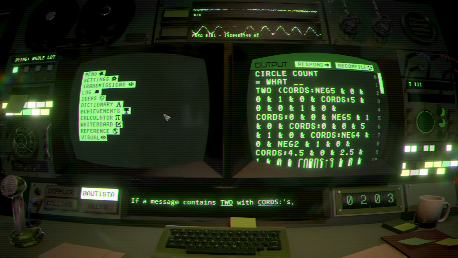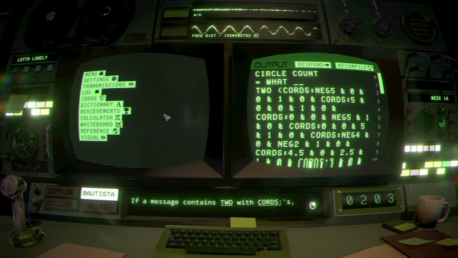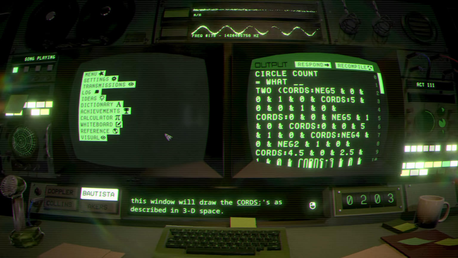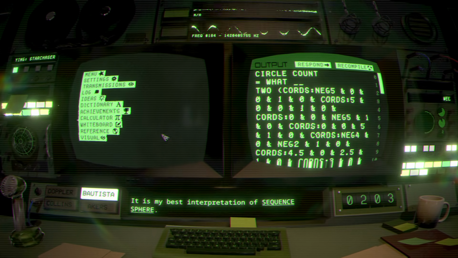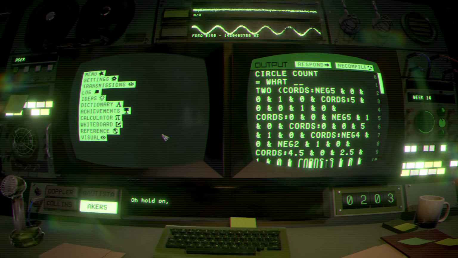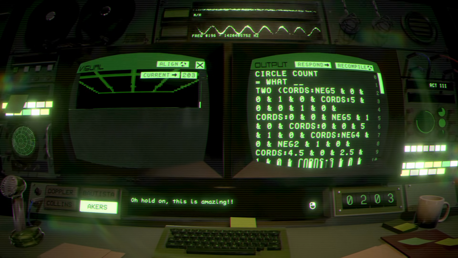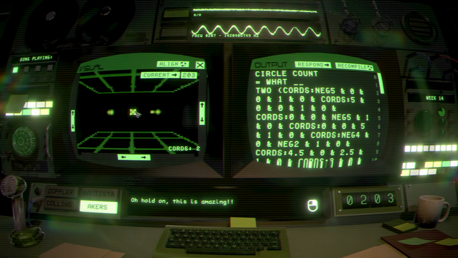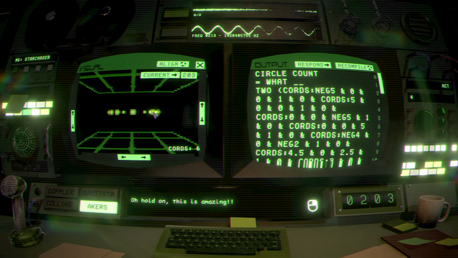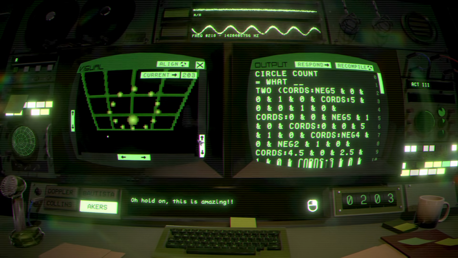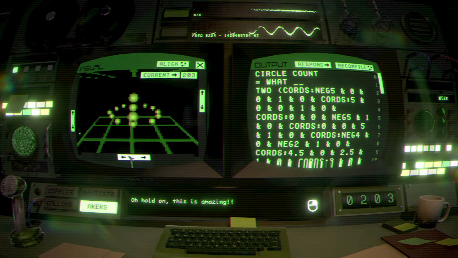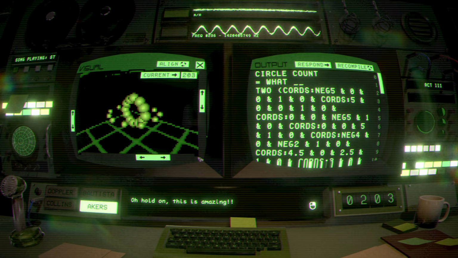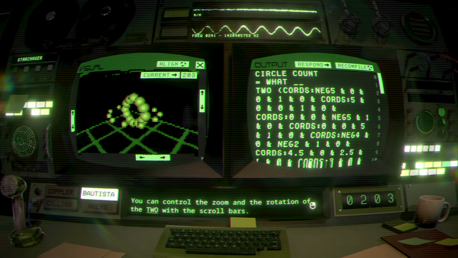Visual window. The message contains 2. Okay, if a message contains variable 2 with coordinates, this window will draw the coordinates as described in 3D space. My best interpretations of sequence sphere. Oh. Wow, look at this. Are you kidding me? Oh, ho, ho, ho. We now have 3-dimensional representations. Oh, hold on. This is amazing. You can control the zoom and rotation with 2 of the scroll bars.